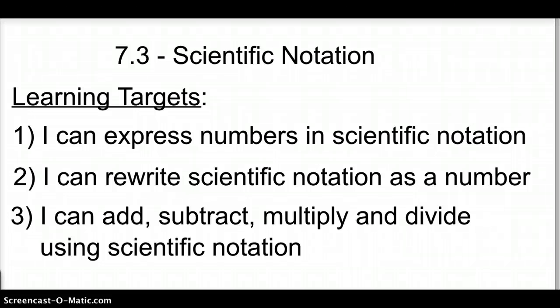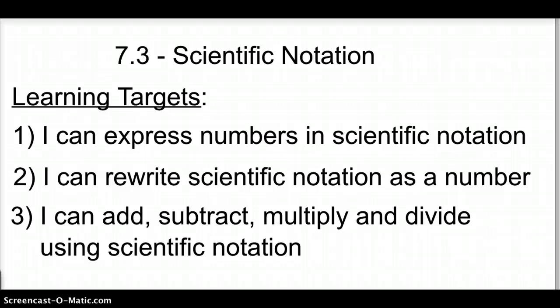First learning target is I can express numbers in scientific notation. Second target is I can rewrite scientific notation as a number. So we want to be able to go both directions with it. We want to turn a number into scientific notation form, and we also want to be able to turn scientific notation back into a number.